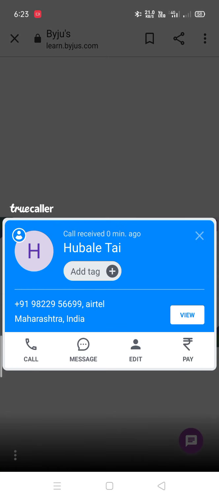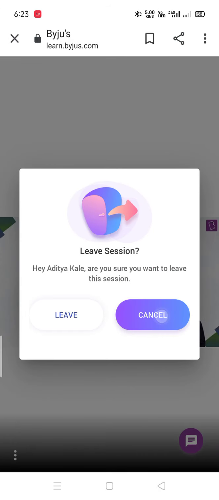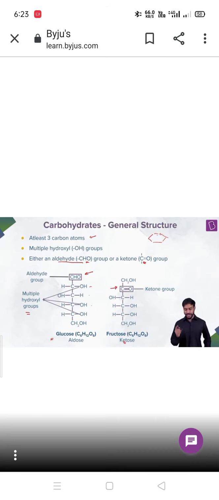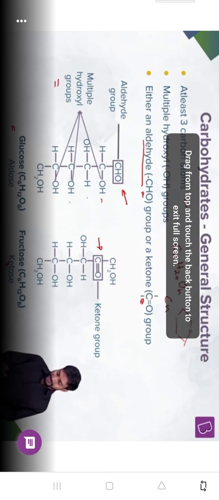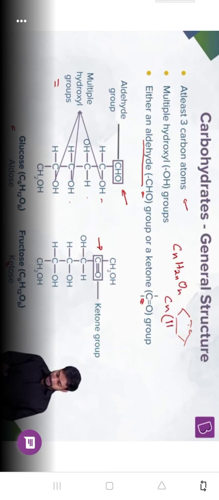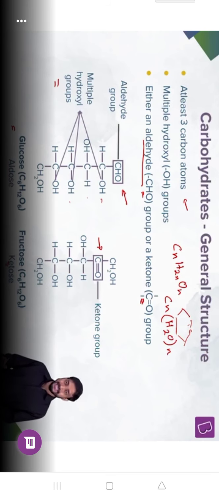Between carbon, hydrogen, oxygen, it's 1:2:1, isn't it? So the basic formula, can you derive the basic formula from it? Can I write CnH2nOn, or can I write CnH2On? So this is the basic formula, CnH2nOn. Fine.